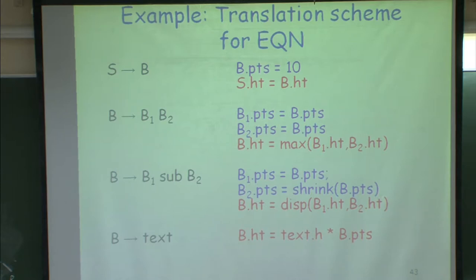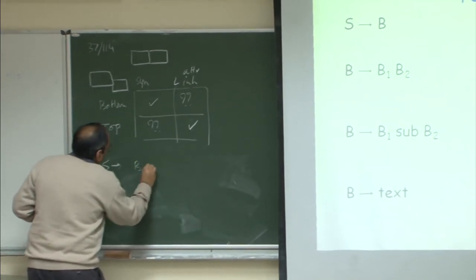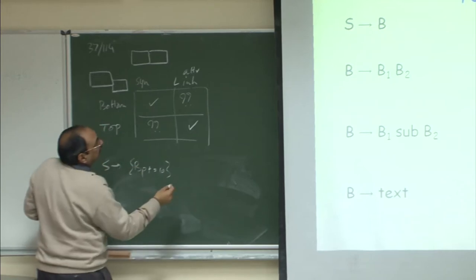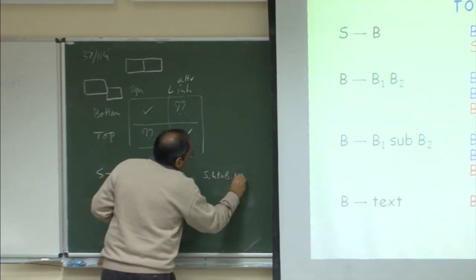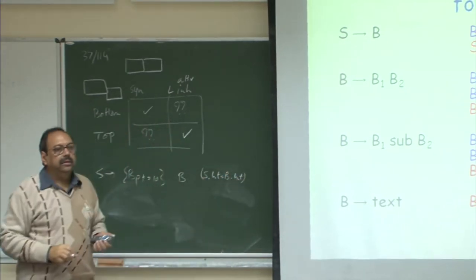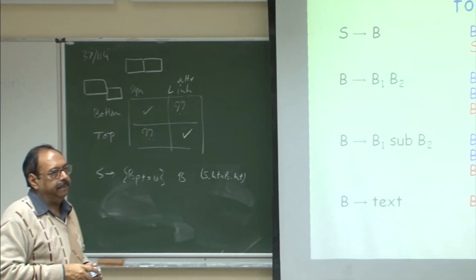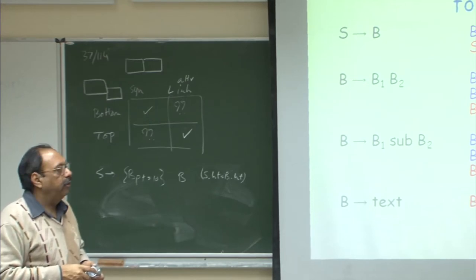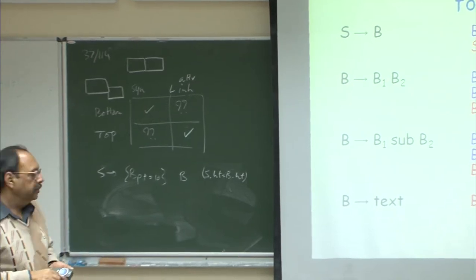Where will this go? B point size is assigned 10, to the left of B. So my attribute equation should look something like this. After converting this into a translation scheme, it should be something like saying that B point size is 10, that becomes the action, and then I have B, and then I say that S height is B height, right? This is how it will look. What about this? How will this equation change? This rule and these equations in terms of a translation scheme, how will they look?